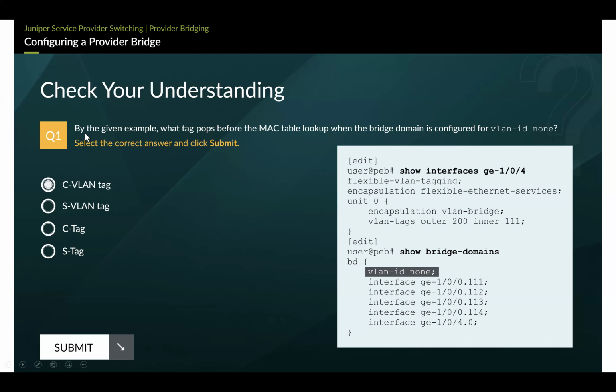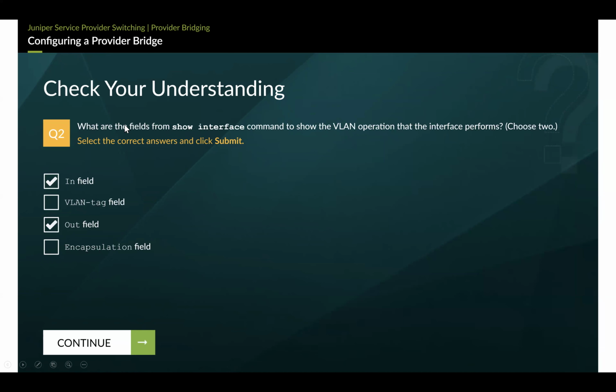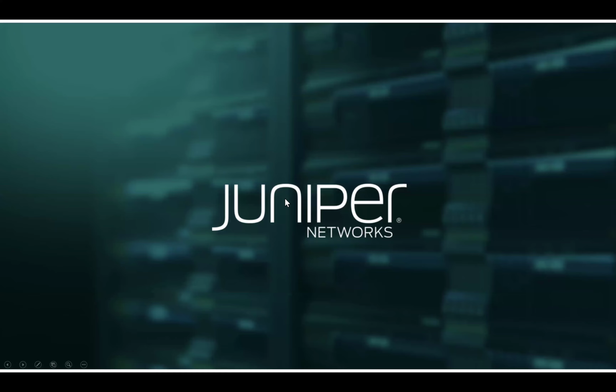Okay, check your understanding by the given example. What tag pops before the map table lookup when the bridge domain is configured for VLAN ID none? VLAN ID none means basically the C VLAN tag. What are the fields from the show interface command that show the VLAN operation that the interface performs? The interface performs mainly in field and out field, in VLAN, inner VLAN and outer VLAN, basically.